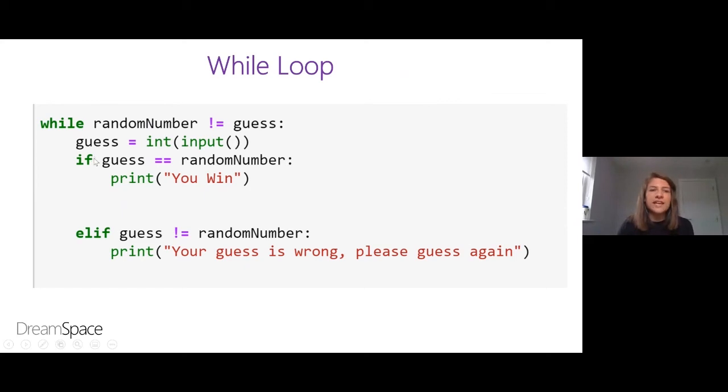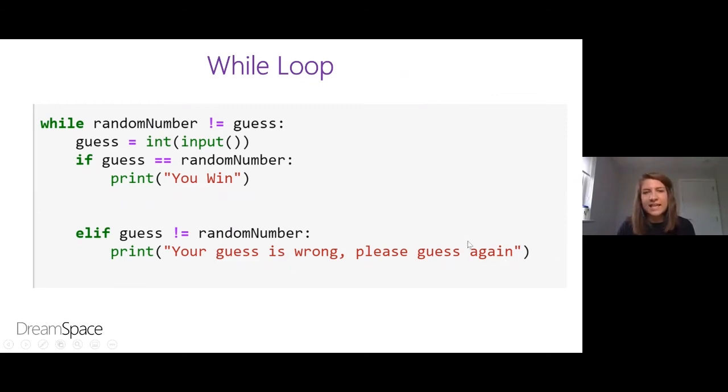And then we're saying to the program, if the guess is equal to the random number, print you win. So that's perfect. We've seen this before with our conditions. If the guess is not equal to the random number, print your guess is wrong. Please guess again.